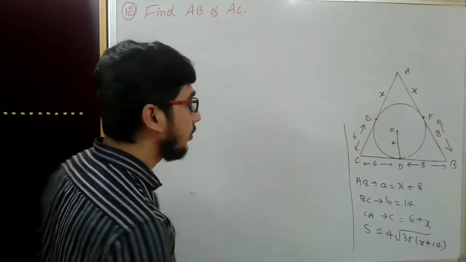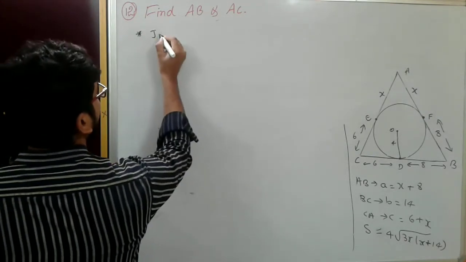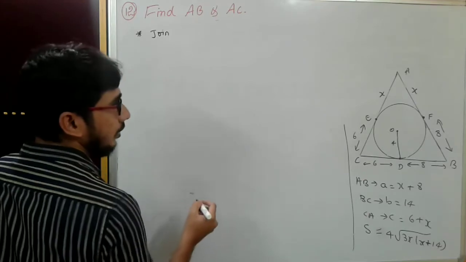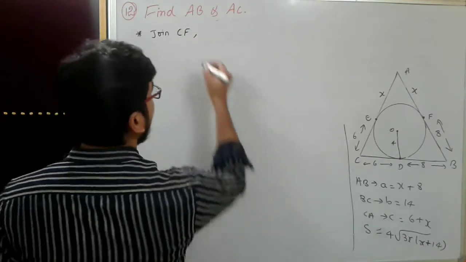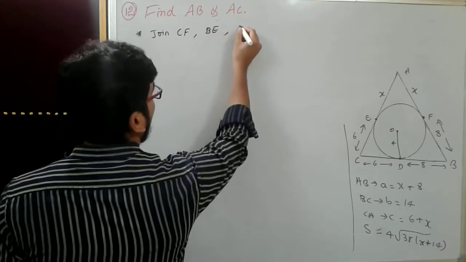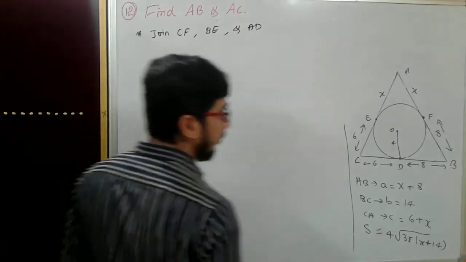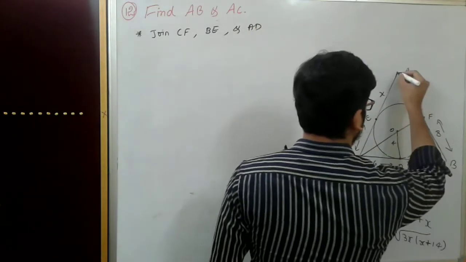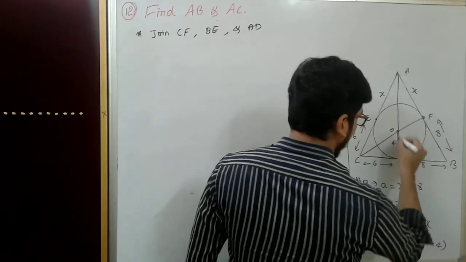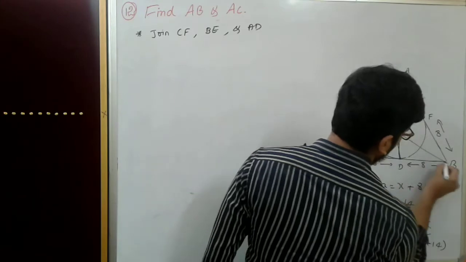Okay, to find that, very first join CF, then BE, and which one we have to join? AD. So we have to join like this. Again this one we have to join.